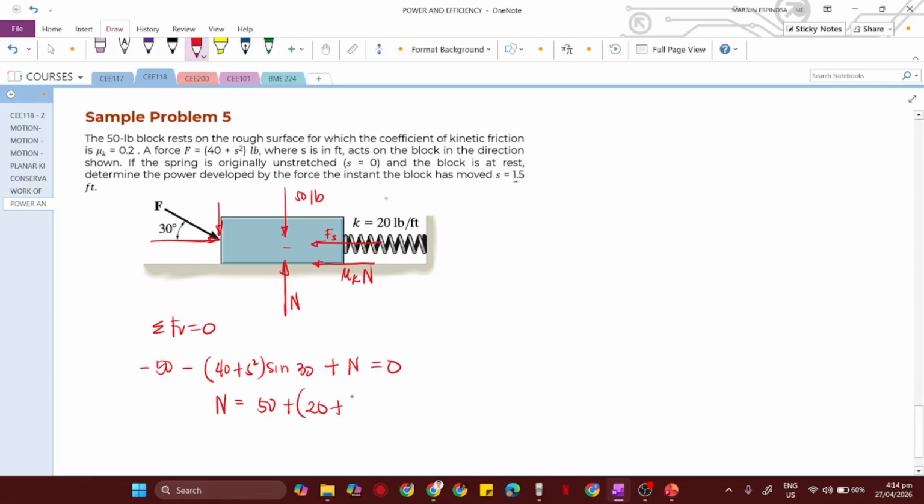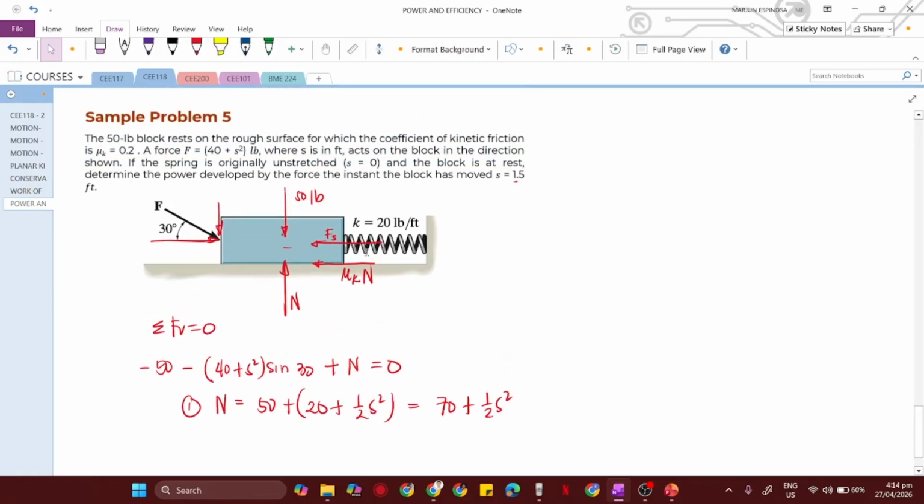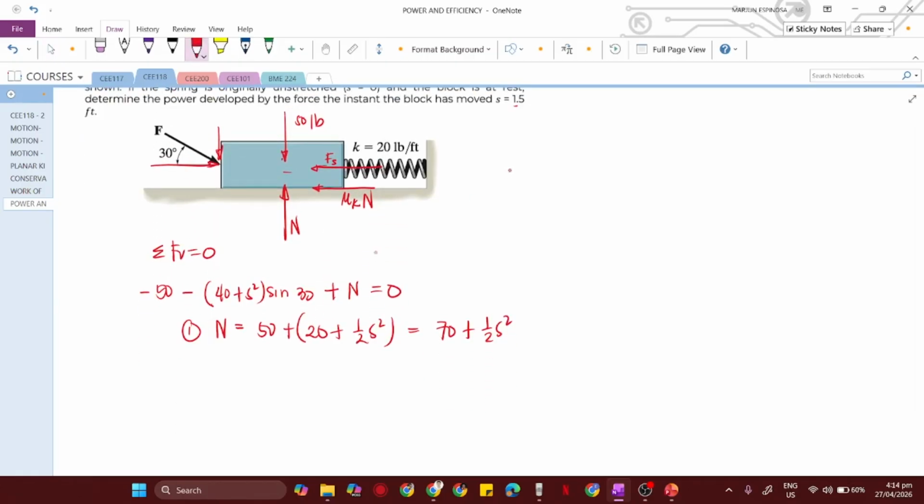So, okay, that is 1 half of S squared. Therefore, this is equivalent to 70 plus 1 half of S squared. So, ito yung magiging first equation natin for N. Now, let's try to solve naman yung, basically, we need just to solve for the power lang man ang kailangan natin dito. So, that is basically F, no?